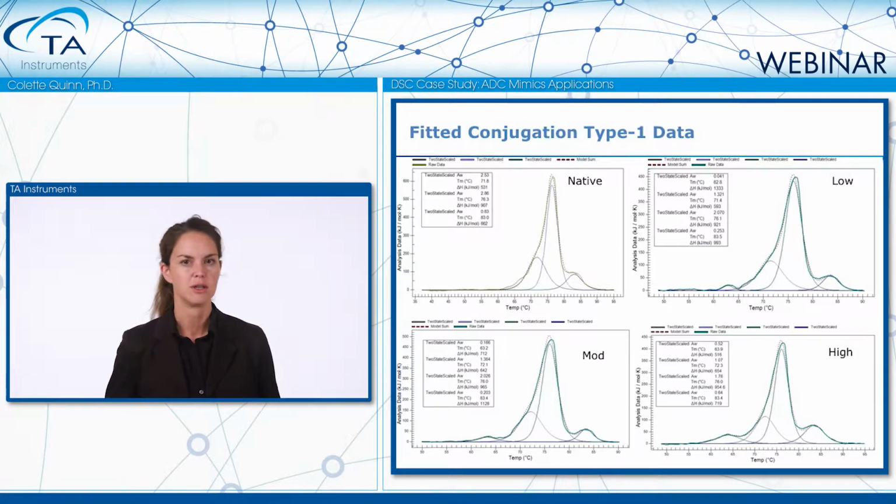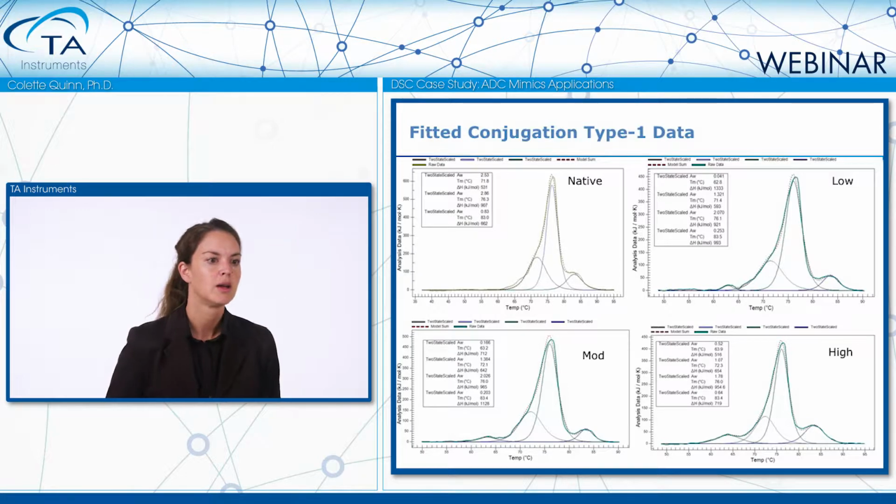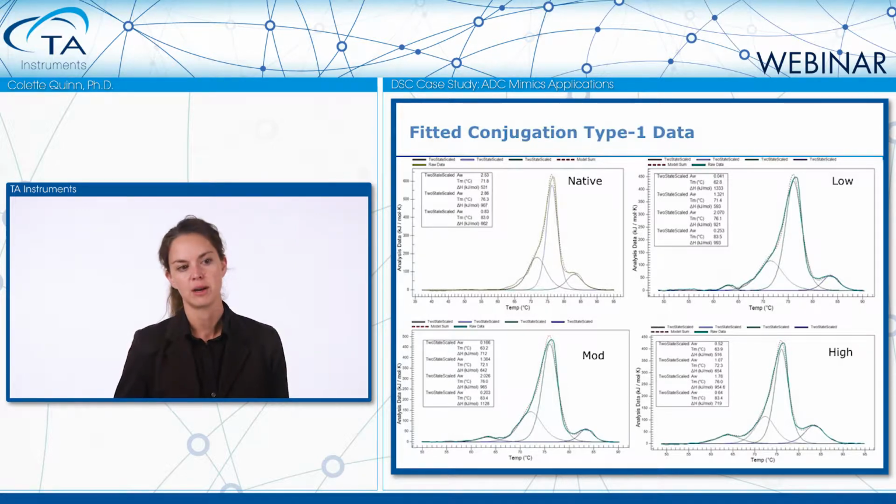So this is a good QC/QA check right here as well. If we look at the percent enthalpy compared to the native in that last column, we can see as we add more and more drug, the enthalpy starts to decrease. So it's either one of two options.